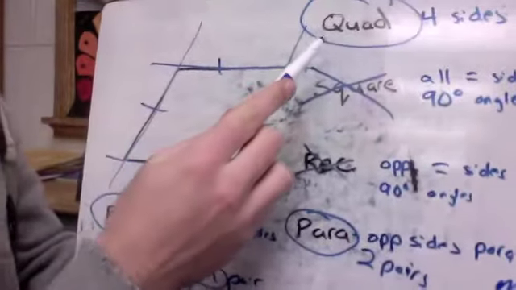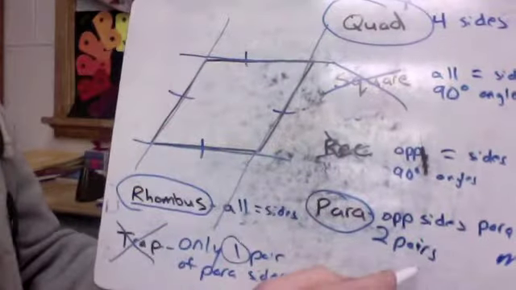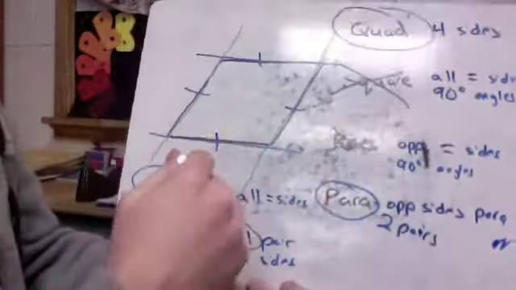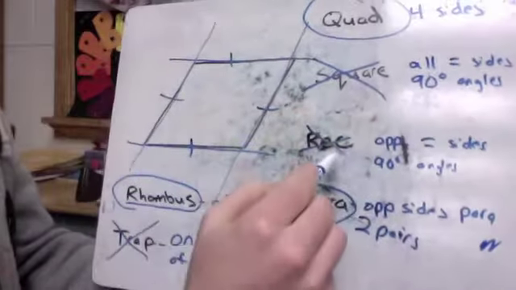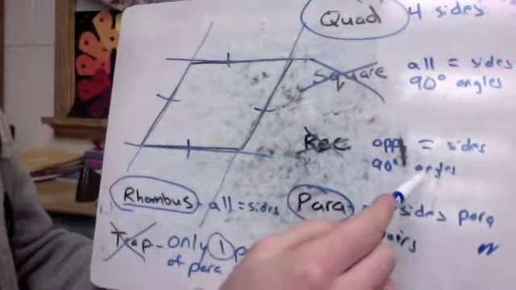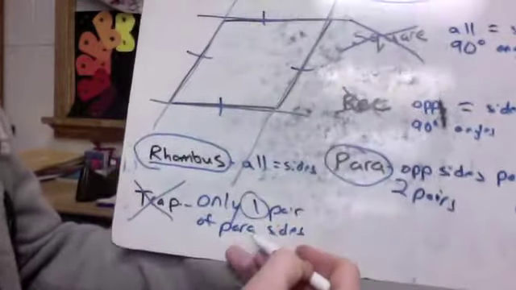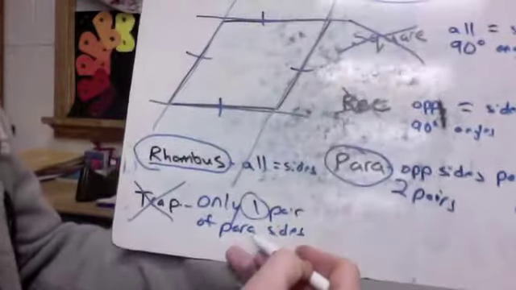So if we review here, this shape is a quadrilateral because it has four sides. It's a parallelogram because it has opposite sides parallel. And it's a rhombus because all the sides are the same. It's not a square because it doesn't have right angles. It's not a rectangle because it doesn't have right angles. And it's not a trapezoid because it has more than one pair of parallel sides. So this could be three different things.